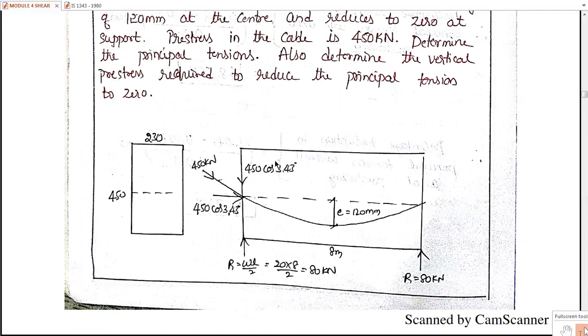450 sin theta. Here I am writing cos twice. Actually horizontal component is cos and the vertical component is sin.